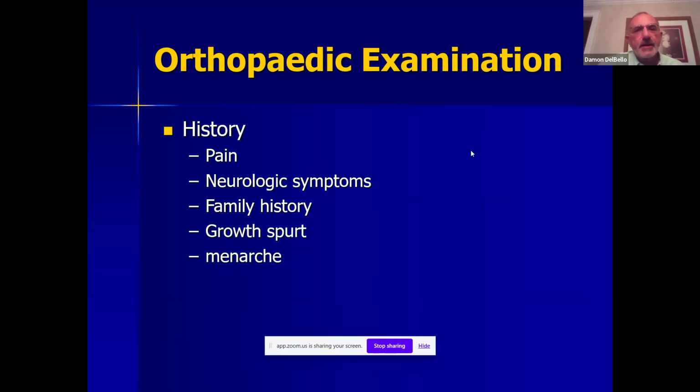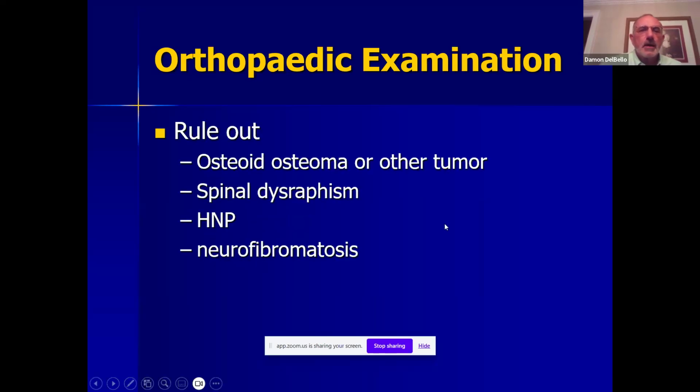Our examination and history taking should include questions regarding the neurologic symptoms and pain, because we're looking for all those other causes of scoliosis that could play. We want to know about where they are with their growth spurt and menarche, because that helps us with prediction, and we'll get to that in a moment.